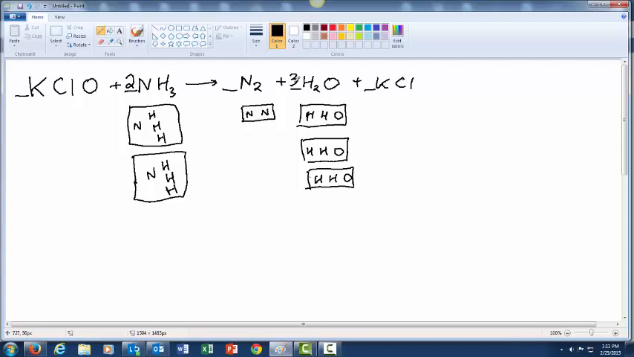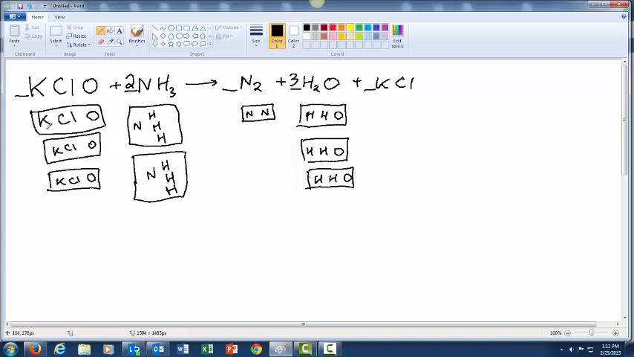Now that gives us, if you count here, 1, 2, 3 oxygens. But on this side we've just got the 1 oxygen. In order to make this have 3 oxygens, I'm going to need 3 boxes that contain 1K, 1Cl, and 1O. That gives us 3 oxygens. That matches the 3 oxygens over here.